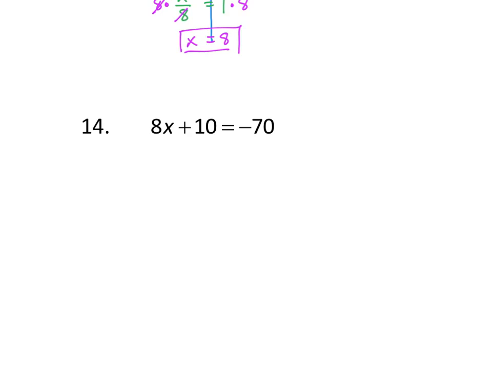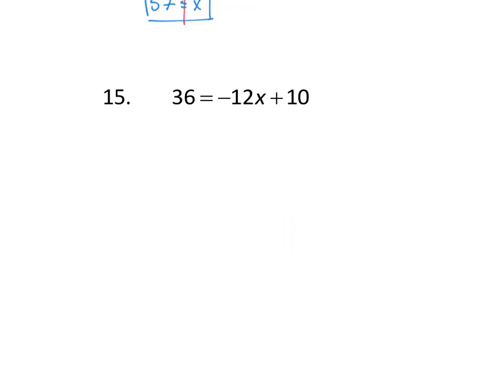For 14, draw your line down the equal sign. We can see here's x. It's being multiplied by 8, added by 10. Move the addition or subtraction first. So that means to subtract the 10 from both sides. I will get 8x, because those 10's canceled, equals -80. Divide both sides by the 8. And you might even be able to do the division in your head. And so that's going to equal -10.